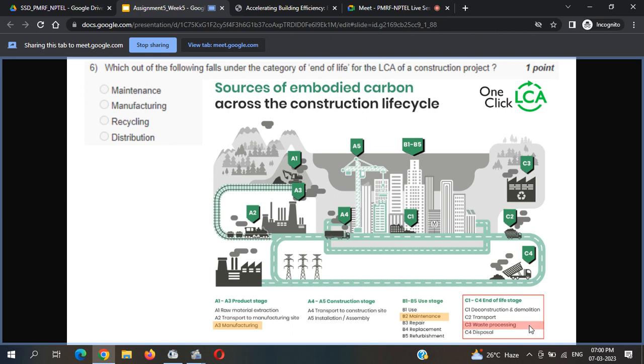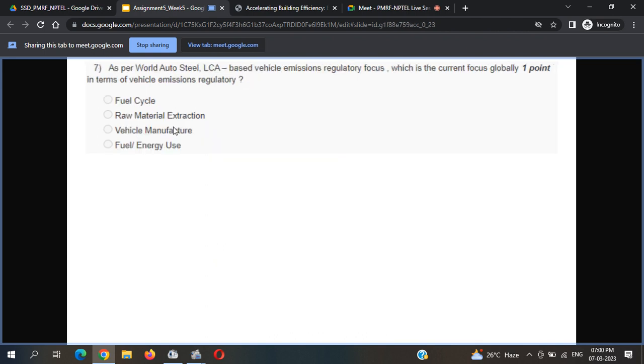Because recycling is part of waste processing, which is a part of end of life stage processes in life cycle assessment of a construction project. That is the correct answer of this question. I hope this is clear. We'll move on to the next question.